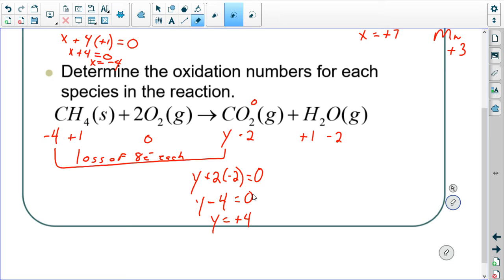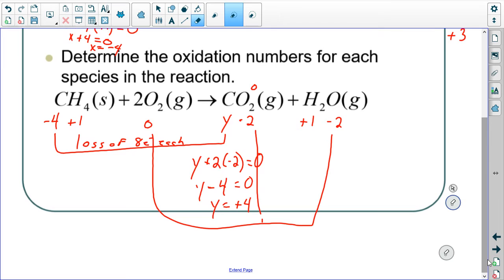Okay. Here we have the oxygen going to both of those. It goes from a 0 to a +2, or sorry, to a -2. This is a gain of 2 electrons each. Considering I've got 4 oxygens here, I end up gaining 8 total. Okay, we'll talk more about this gain and loss in a minute.